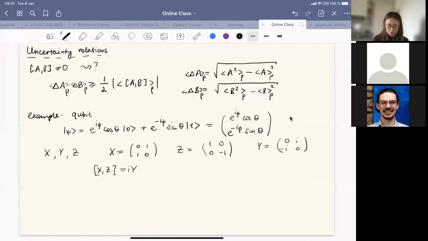And now let us compute the variance of X, the variance of Y, and the average of Z. We will see that indeed this uncertainty relation holds for the observables X and Y, which is lower bounded by the expectation value of Z, because Z is the commutator of X and Y. Okay, so let us just start calculating this.